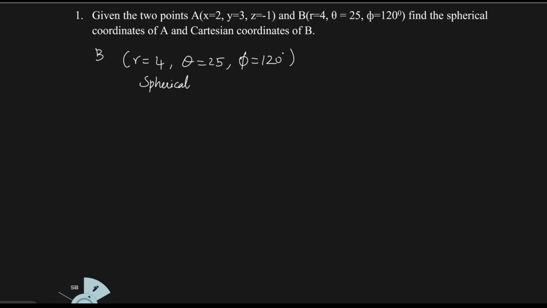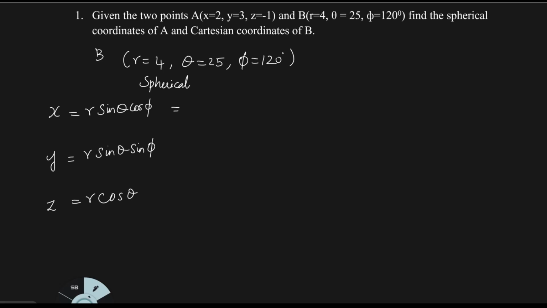So, what are the letters that represent the Cartesian coordinate system? X, Y and Z. To calculate the x value, the formula is R sin theta cos pi. The formula for y is R sin theta sin pi. The formula for z is R cos theta.